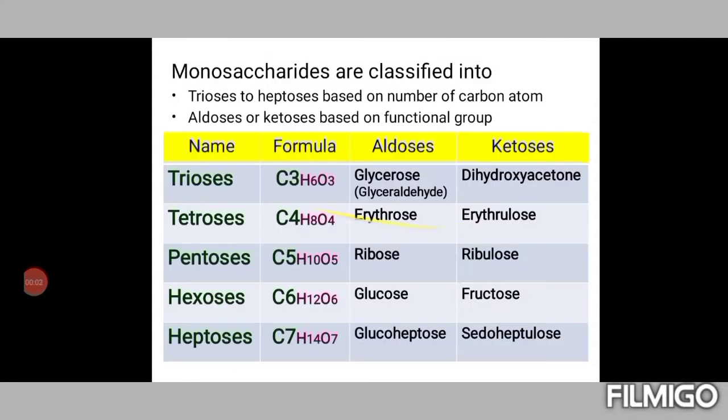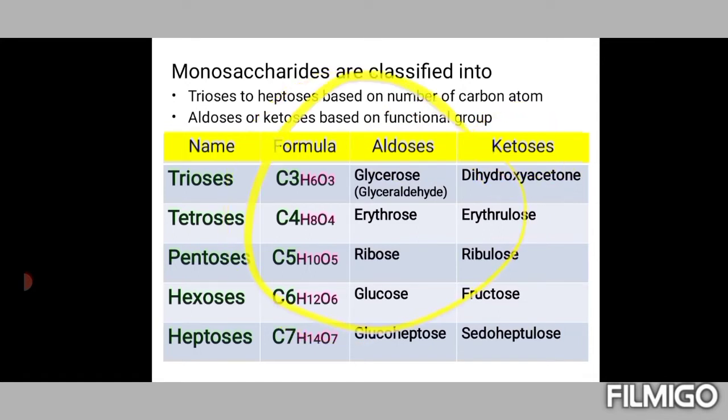So monosaccharides. Now first of all, classification of monosaccharides. It's based on the number of carbon atoms, and it can also be based on the type of functional group present in it. Based on number of carbon atoms, it can be 3 carbon triose, 4 carbon tetrose, 5 carbon pentose, 6 carbon hexose, 7 carbon heptose, like that it goes on. Whereas aldehyde is the functional group in aldoses, keto, C double bond O, is the functional group in ketoses.